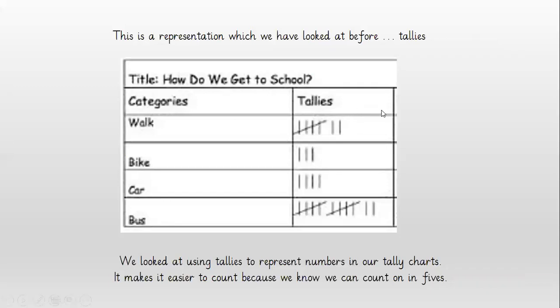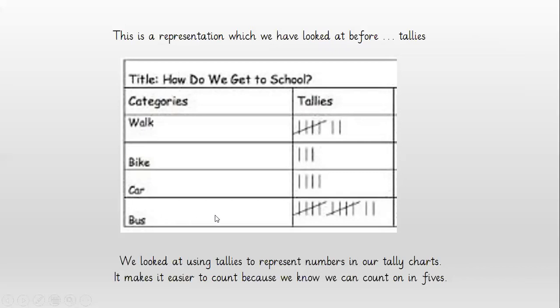The last representation we're looking at here is tallies. So how do we get to school? And if you remember when we talked about tallies, when you see a group like this, we know it's 5. So I don't have to count every single one. I can just say I've got 5, 6, 7 children that walk to school. If there's no line through it, I've got to count each one. So that's 1, 2, 3 children take a bike. 1, 2, 3, 4 children go by car.